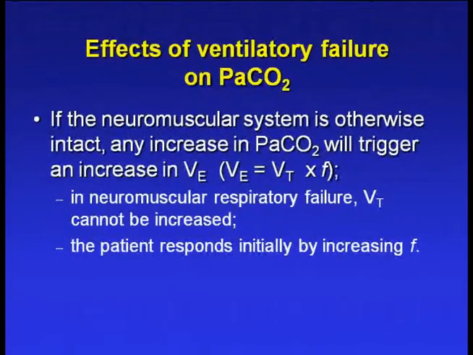So if the neuromuscular system is intact, meaning that everything below the brainstem can respond normally, if you have an increase in CO2 or a decrease in pH, that's going to trigger an increase in minute ventilation. However, because of the neuromuscular problem, the tidal volume can't be increased, and therefore there's an increase in frequency.